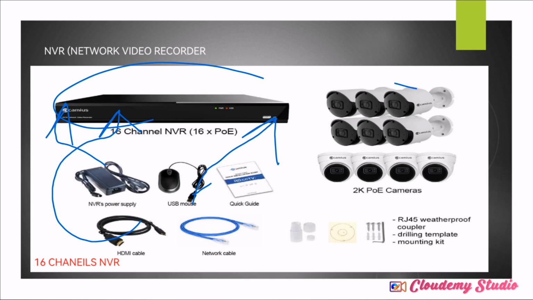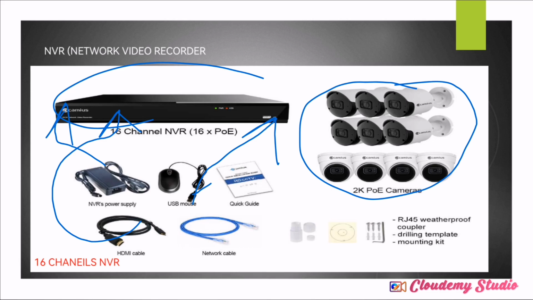Then the cameras, it's not always that you can buy the cameras together with the MVR. You can buy them separately, meaning you start with the MVR, then start buying cameras one by one. Or you can buy the full package of the switch, MVR, monitor, cameras, mouse, HDMI cable, and the hard drive. You can buy them at once without any problem.